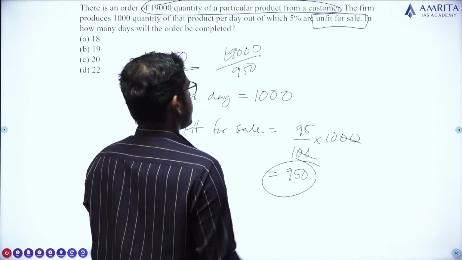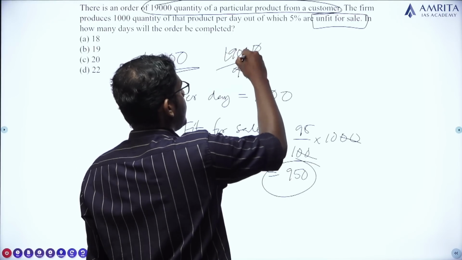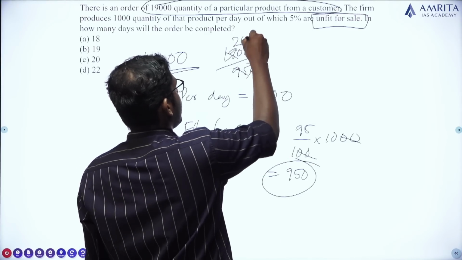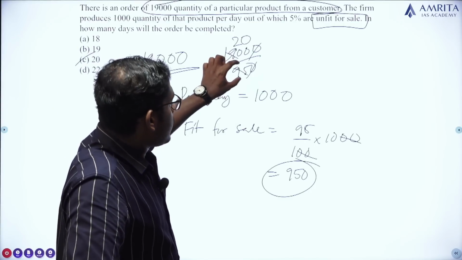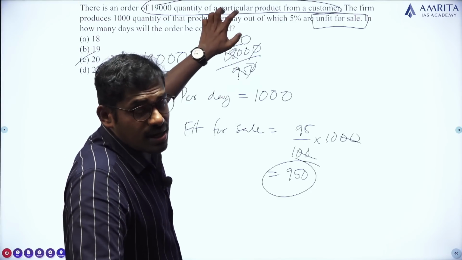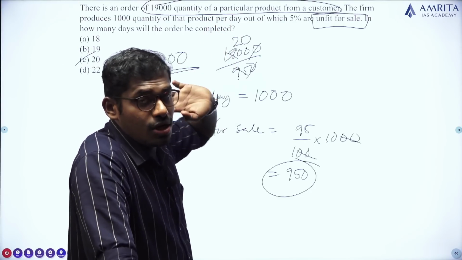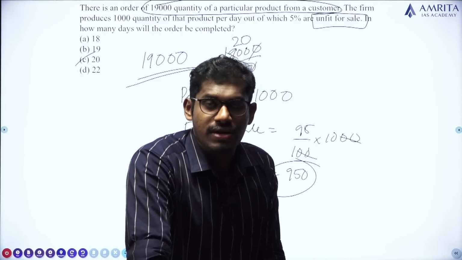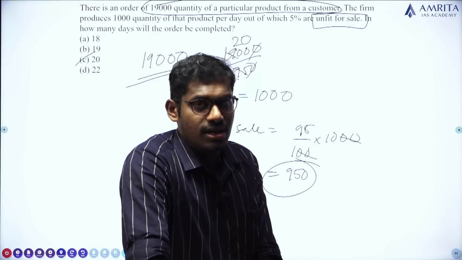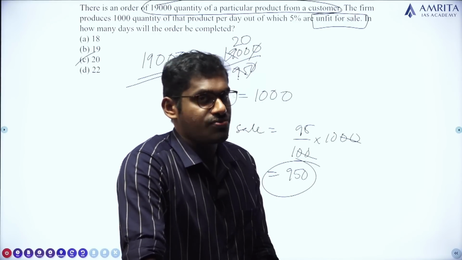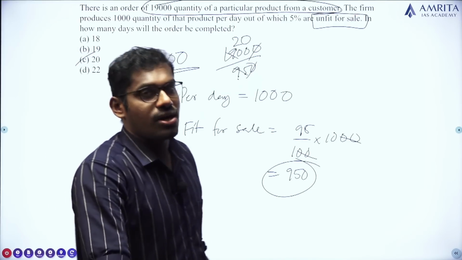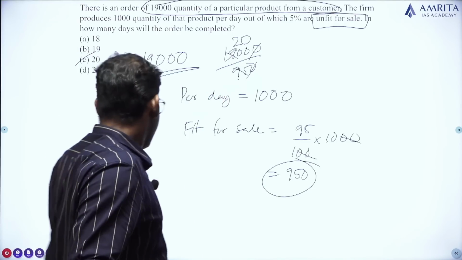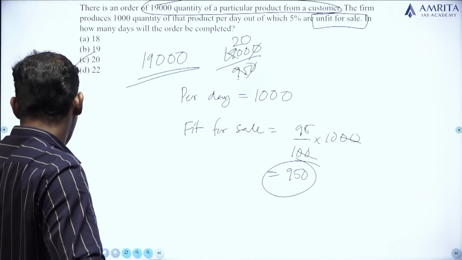So we get 95 into 2 is 190, 20. So within 20 days, per day they are able to produce 950. Totally there is a demand of 19,000. So 19,000 divided by 950 will give us the number of days. 19,000 divided by 950 is 20. It means that within 20 days the entire order can be delivered. Clear? Okay. So the answer for this question is option C, 20.